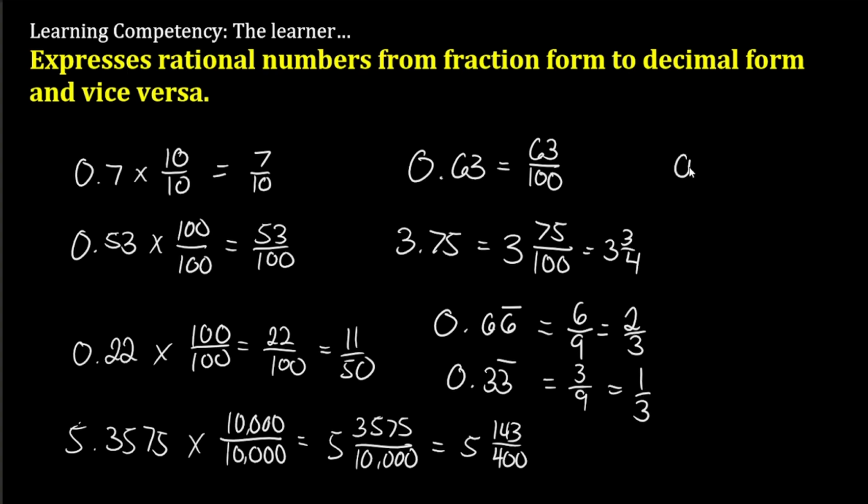Let's have more. 0.1313 repeating. Since there are now 2 repeating numbers, 1 and 3, you're going to put here 2 9s. And I believe this is already the lowest term. One last. Let's have 0.285714 repeating. So how many is this? There's 6. So 285714 over 1, 2, 3, 4, 5, 6 nines. And I believe the lowest term for this is 2/7.